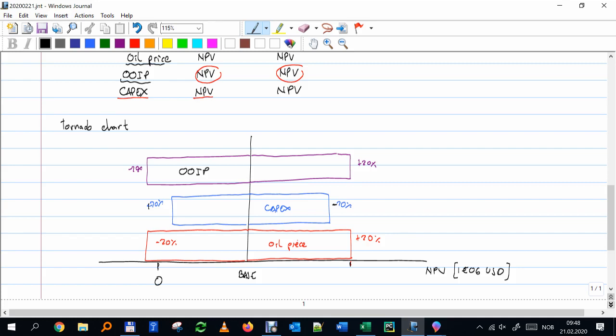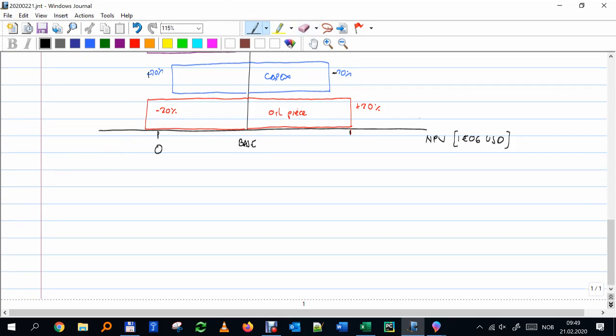So if 0, for example, is here, you can see, well, it's farther away from the base, and you really have to make a big change in the price and capex to get to that point. So in that case, you say your project is more robust. We will see, and you have to make this chart in the exercise.